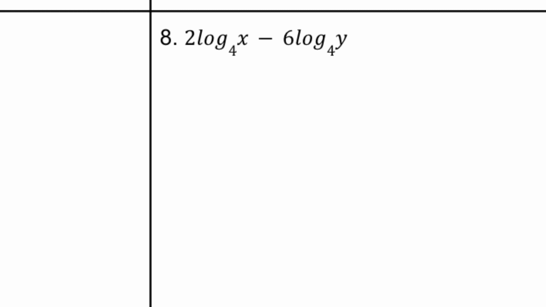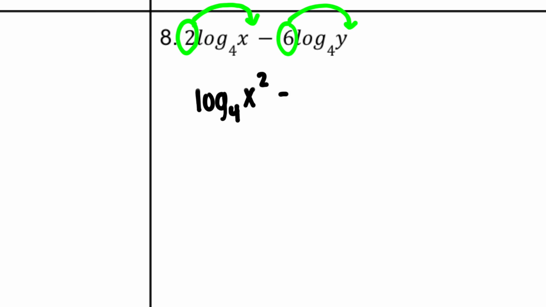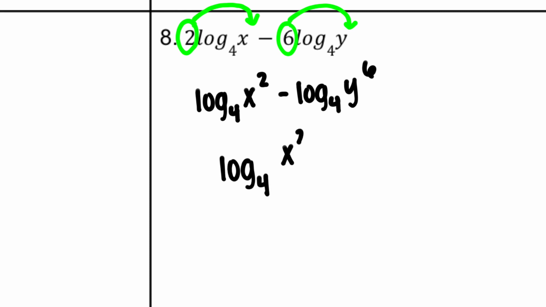And number 8 is very similar to the one we just did, but instead of having numbers, we have letters this time. So I'm taking those front 2 numbers first, and I'm turning them into exponents. We always check for those. When I do that, I end up with log base 4 of x squared minus log base 4 of y to the 6th. I have the same log with the same base, so I do log base 4 of what goes on top is x squared over y to the 6th. Can't do anything else, so you are now done.